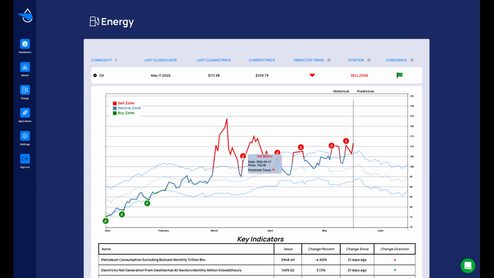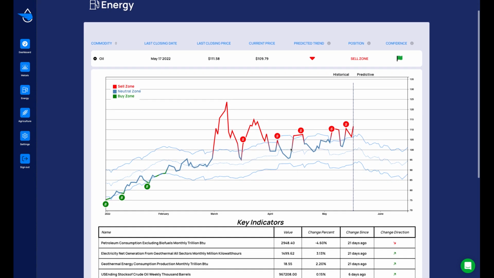If I click on it, you will see that there is a date, there's a price, and the trend was going down. And this is why it is marked. Even though we were above in the sell zone, the system detected that the price was going to start to go down, and therefore discovered that a sell marker would be appropriate to be displayed. And it occurred several times during this timeline. And now this is the price we're at, and we are in a down prediction.